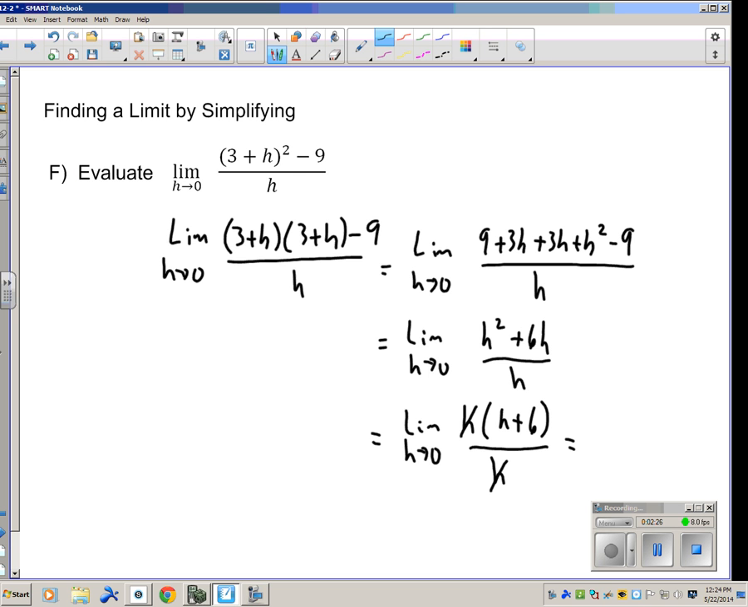Now I can substitute 0 in there. 0 plus 6 gives me a limit of 6. So I couldn't directly plug in 0 because I would have gotten 0 in my denominator. So I couldn't use direct substitution; I had to FOIL that whole thing out, saw that the h terms canceled out, then I could go ahead and substitute 0 in there. I got a limit of 6.